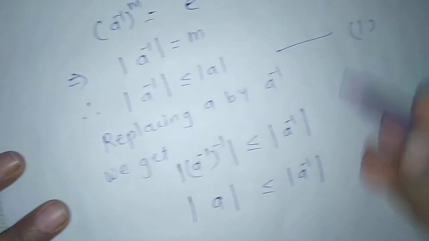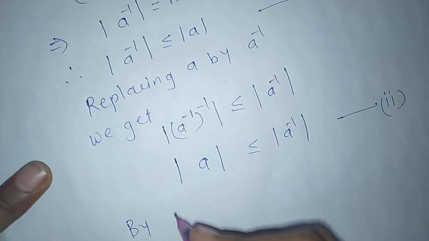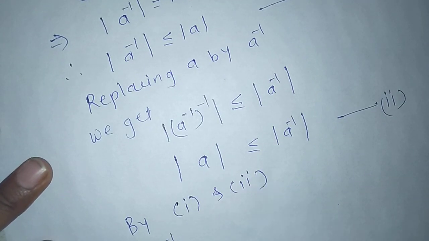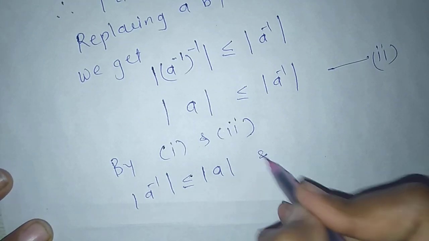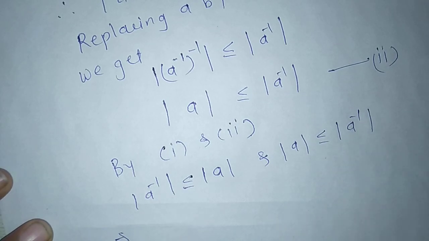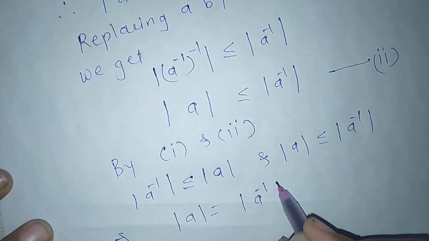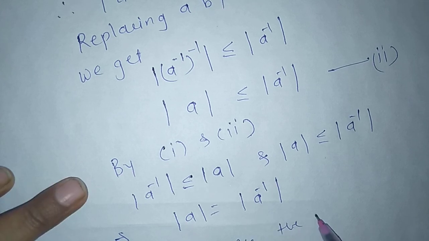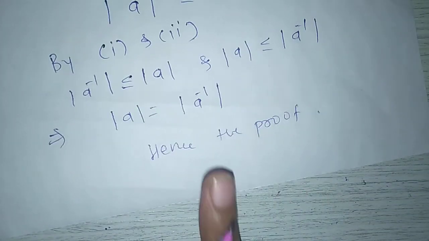Therefore, by 1 and 2, we get the order of a inverse is less than or equal to the order of a, and the order of a is less than or equal to the order of a inverse, which implies the order of a equals the order of a inverse. Hence the proof.